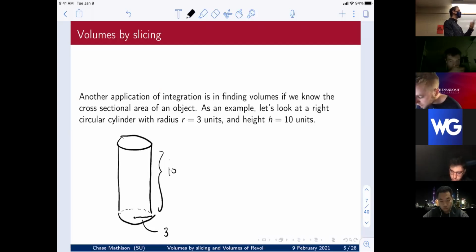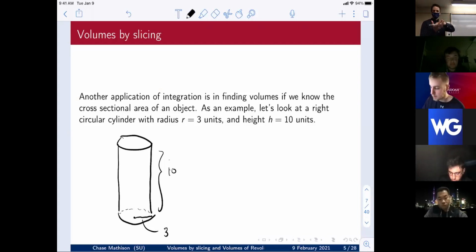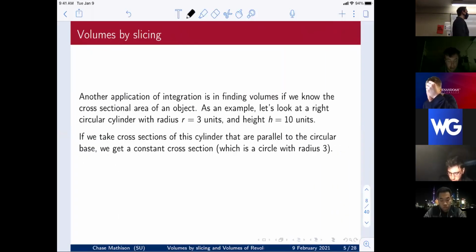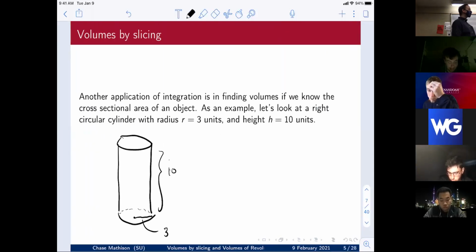Using what I'm about to show you is a little bit overkill. You might be able to see right away what the volume is, if you think of this as just a circle that you sort of stretch out. But I'm going to show you the process that's going to work in general. So if we take cross sections of this shape, again, we're just going to get circles. And with the coffee cup, when I cut, I get circles of different sizes.